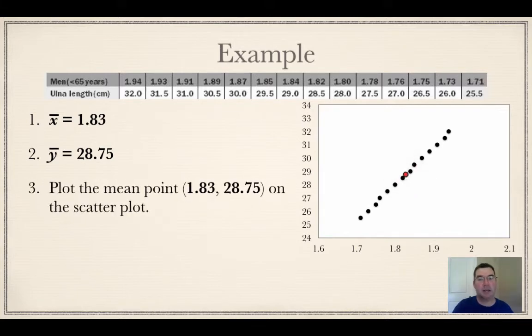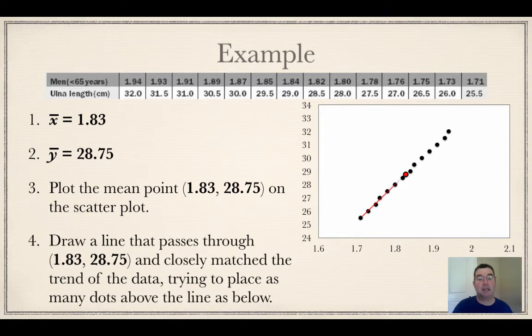By the way, this graph is measuring the height of men who are 65 years old and measuring the length of their ulna. That is like the bottom bone in their forearm, the one that lines up with their pinky. So measuring those two things and finding a correlation. So we found the average height was 1.83 meters and the average ulna length was 28.75. So I plotted that point, and you can see it in red on the graph.